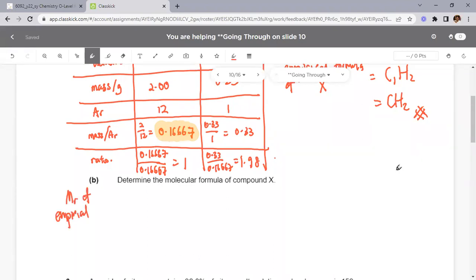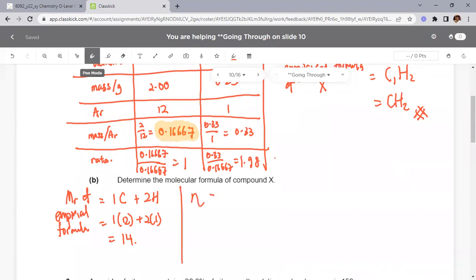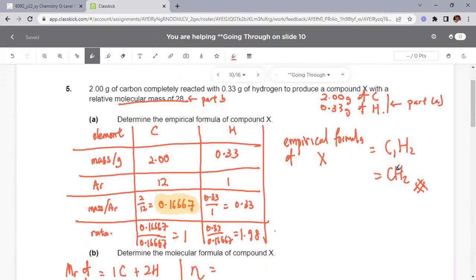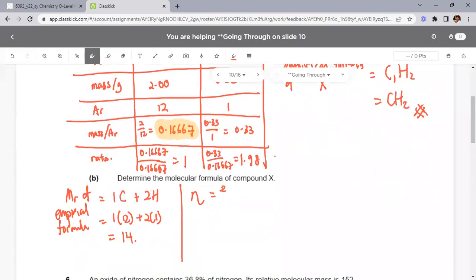You realize it's a very systematic way of getting to the molecular formula. I know it's CH2, so I've got 1 carbon plus 2 H. This will equal 1 times 12 plus 2 times 1, which equals 14. Let's find the ratio N. I must take the MR of X, which is 28, divided by the MR of the empirical formula, which is 14. My ratio is 2.